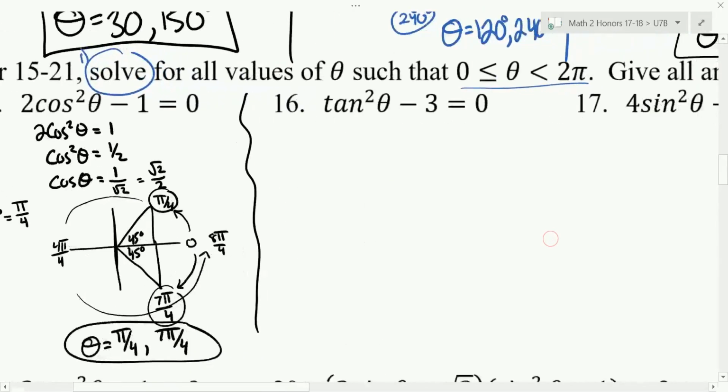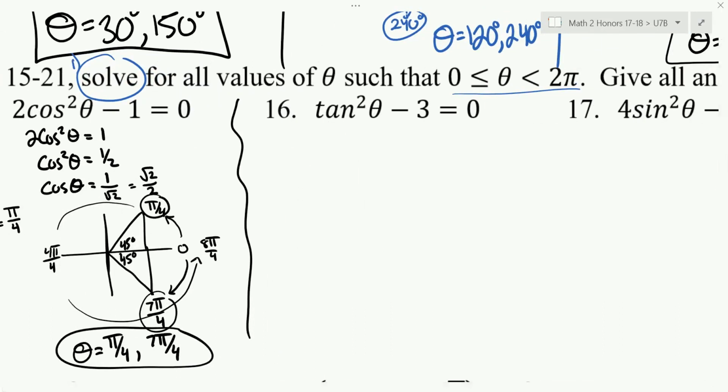Number 16. We add 3 to both sides and get tangent squared theta is 3. Take the square root of both sides, get tangent theta is the square root of 3. Now, careful here, because we got tangent squared is positive 3. And when you square anything, it's positive. So the tangent itself could have been positive or negative.